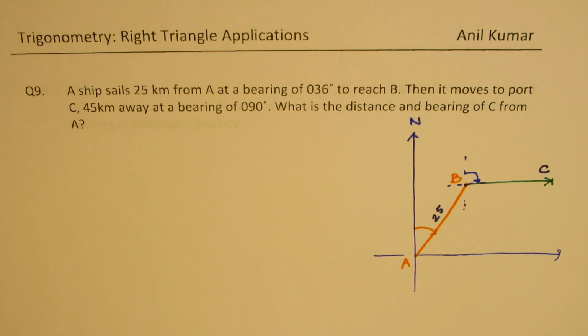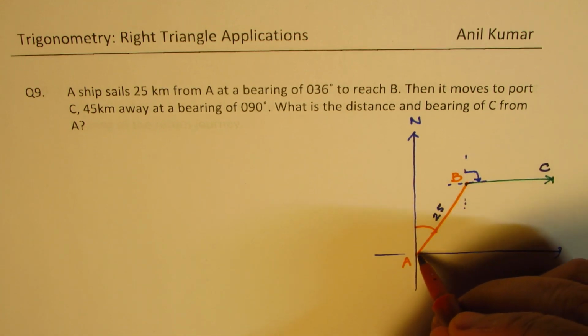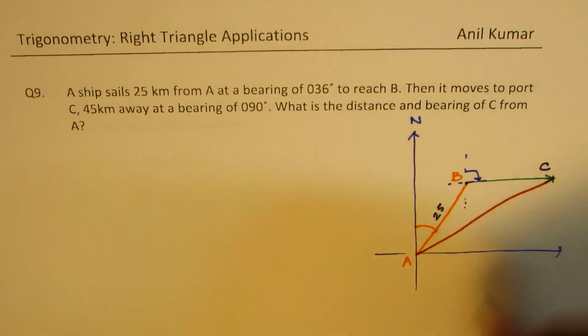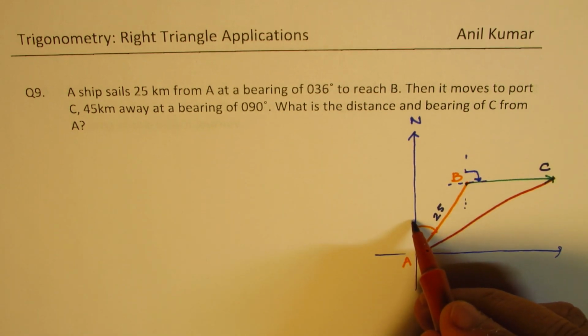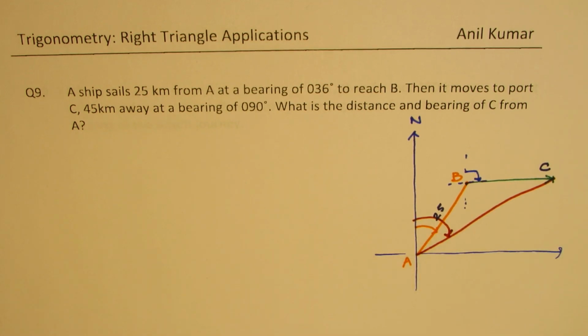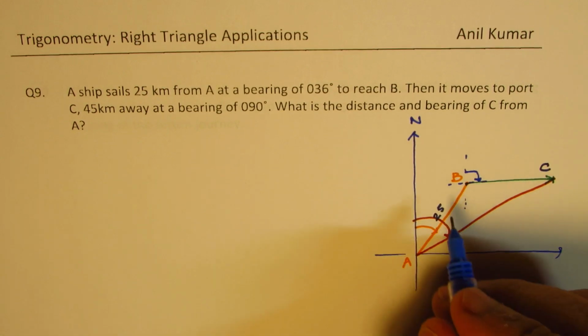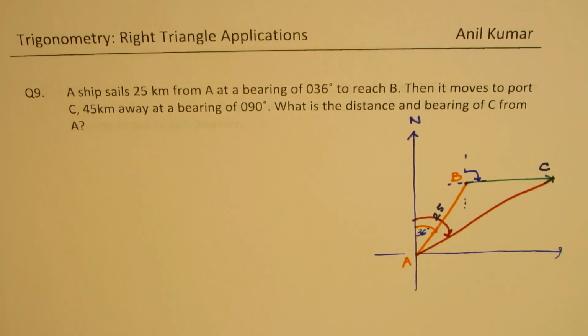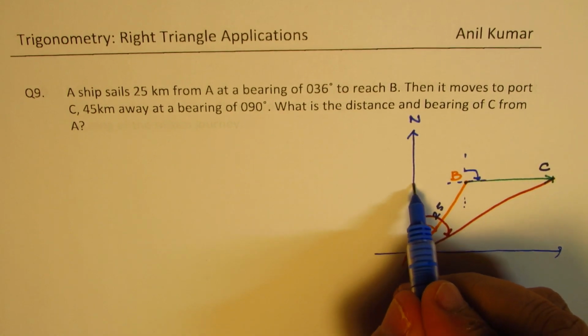What is the distance and bearing of C from A? Now, once we have a neat diagram, we can actually figure out the answer easily. So we want to find this bearing. Means we need to find that angle. That is the question for us. Correct? Now let's solve it. We know this angle here is 36 degrees. Now, how do we solve this?